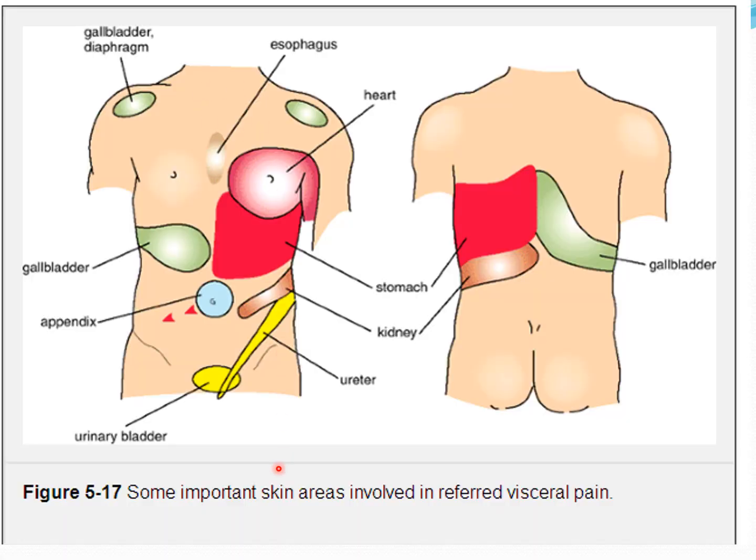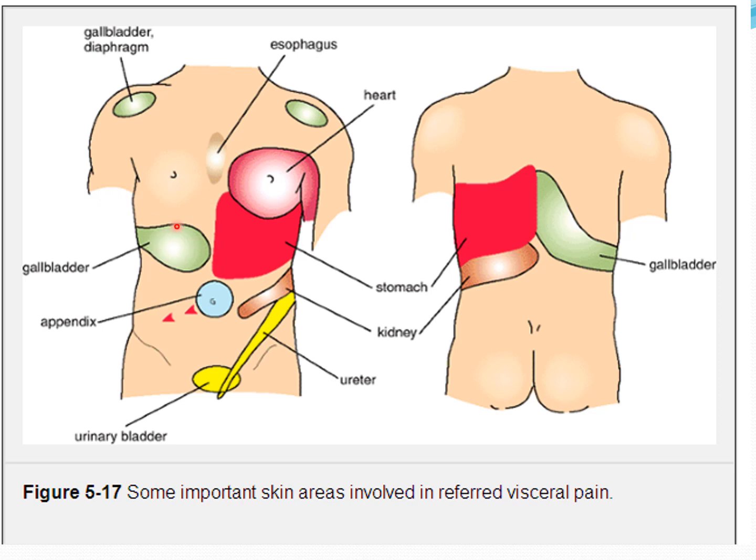So you see some important skin areas involved in referred visceral pain. The maximum tenderness of the appendix is at McBurney's point. Initially the appendix pain is at the umbilical region, then it shifts to the right iliac fossa. So these are some important skin areas involved in referred pain.